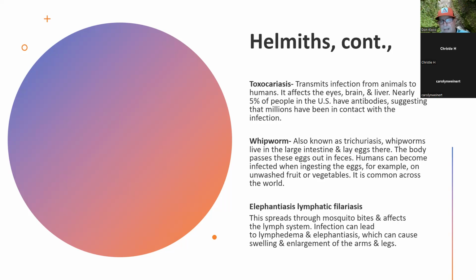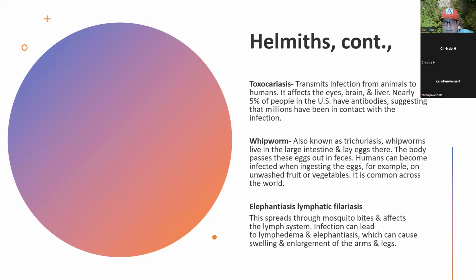And then whipworm, which is somewhat well known, also known as Trichuris trichiura. Whipworms live in the large intestine, and they lay eggs there. Now the body passes the eggs out in feces, but humans can become infected when ingesting the eggs, for example, on unwashed fruit or vegetables. Again, it is common across the world.